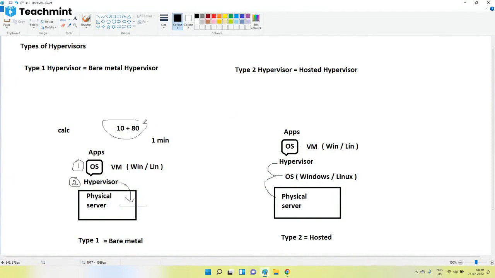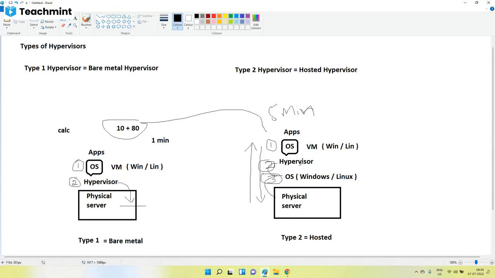So if you execute the same instruction on this application from a type 2 hypervisor, it has to cross this layer, the operating system, the hypervisor, another operating system, then reach the hardware. That's 3 layers. And again, to show the result back, 3 layers it has to come. It will take, let's say, 5 minutes to execute because there is one more layer. Even though it's just 1 layer difference between 2 layers and 3 layers, there is a huge difference in performance. Output you will get after 5 minutes. Here, just 1 minute.